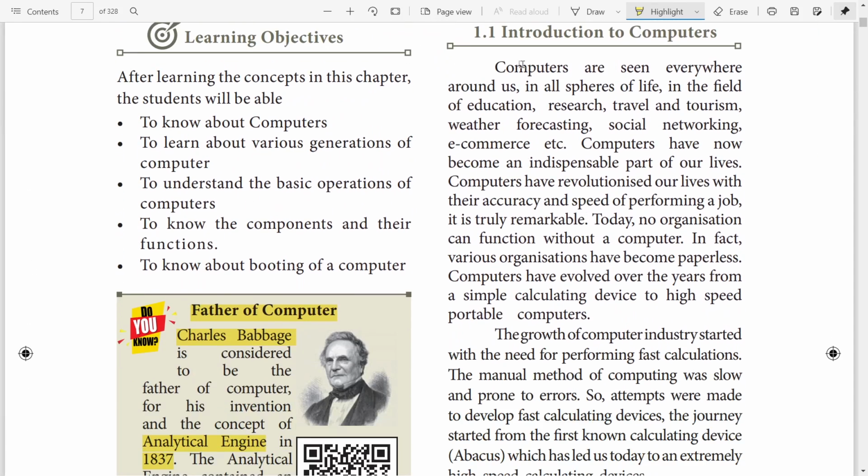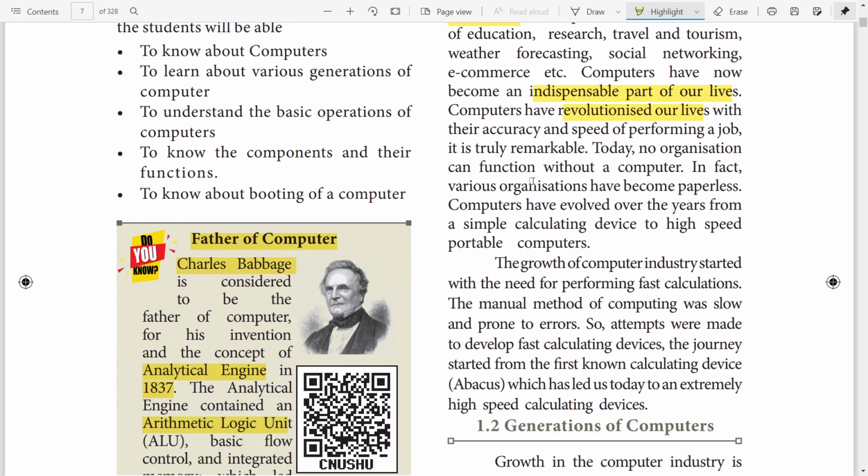Introduction to computers. What is meant by computer? Computers are seen everywhere around us in all spheres of life, in the field of education, research, travel and tourism, weather forecasting, social networking, e-commerce, etc. Computers have now become an indispensable part of our lives. Computers have revolutionized our lives with their accuracy and speed of performing a job. It is truly remarkable. Today, no organization can function without a computer.